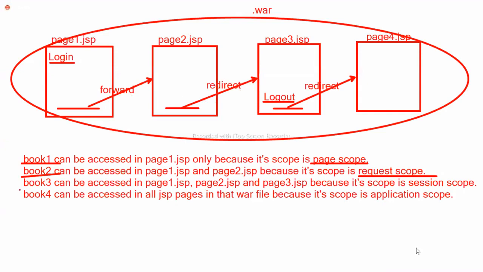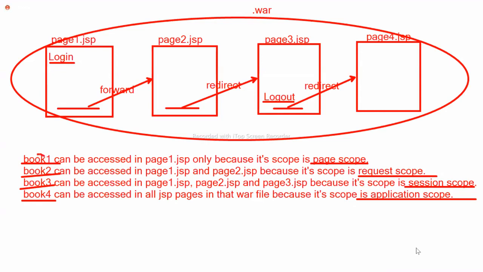Book 3 scope is session scope, as long as the session is available. Here logged in, here logged out; in between you can access. Login means session created, logout means session ended. So book 3 is accessible in page 1, page 2, page 3. Book 4 scope is not restricted: entire application, anywhere you can access. No restriction. That is book 4.